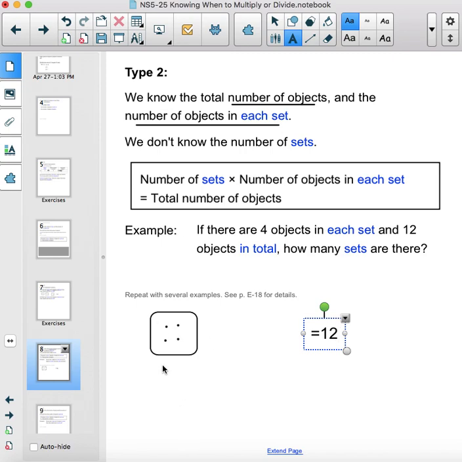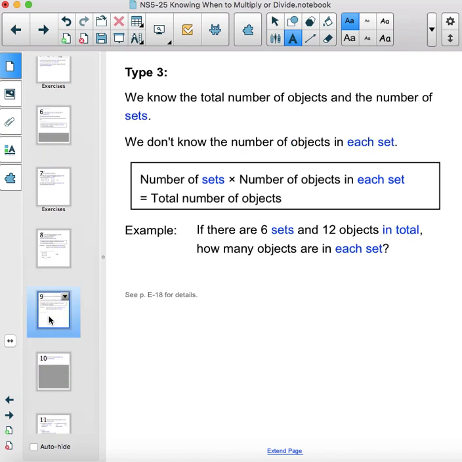So 4, I'd write this underneath just so I can get the multiplication equation. 4 times what equals 12? 4 times what equals 12? And that's what I have to figure out. That would be 3. So you can draw it or you can write the multiplication question. But we're trying to figure out how many we need all together. That's the second type of questions that you'll see.